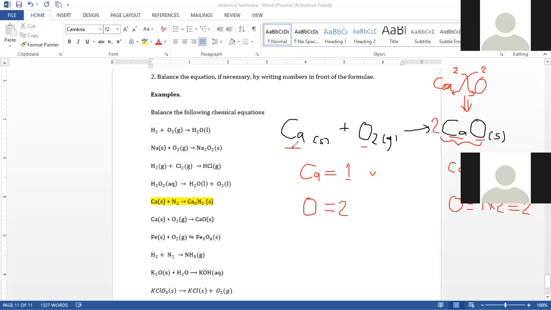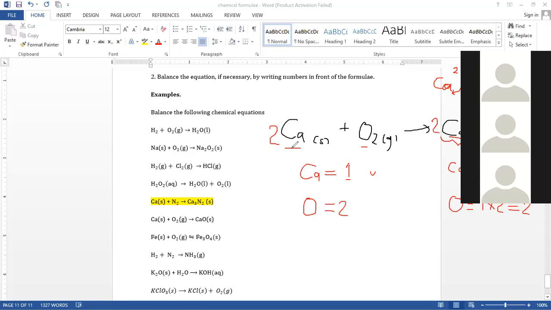We add a 2 in front of calcium on the left hand side. So I come on the left hand side, I put a 2. That means we are multiplying calcium with a 2, which will give us 2. Now, since calcium is alone, this 2 will not affect the oxygen because it is only behind the calcium atom.